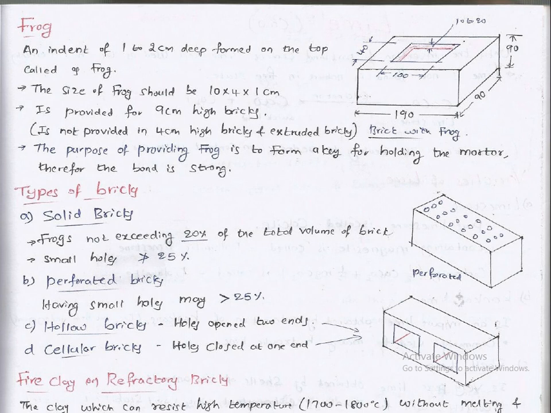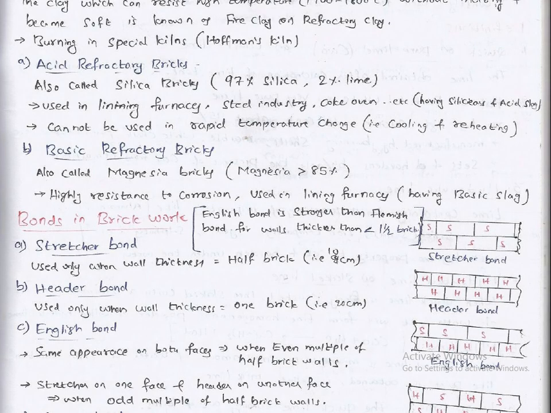not less than 25%; perforated brick having small holes greater than 25%; hollow bricks, holes opened to ends; cellular bricks, holes closed at one end. Fire clay or refractory bricks: the clay which can resist high temperatures, 1700 to 1800 degrees centigrade, without melting and becoming soft is known as fire clay or refractory clay. Burning in a special kiln, Hoffman's kiln, the refractory bricks are manufactured.